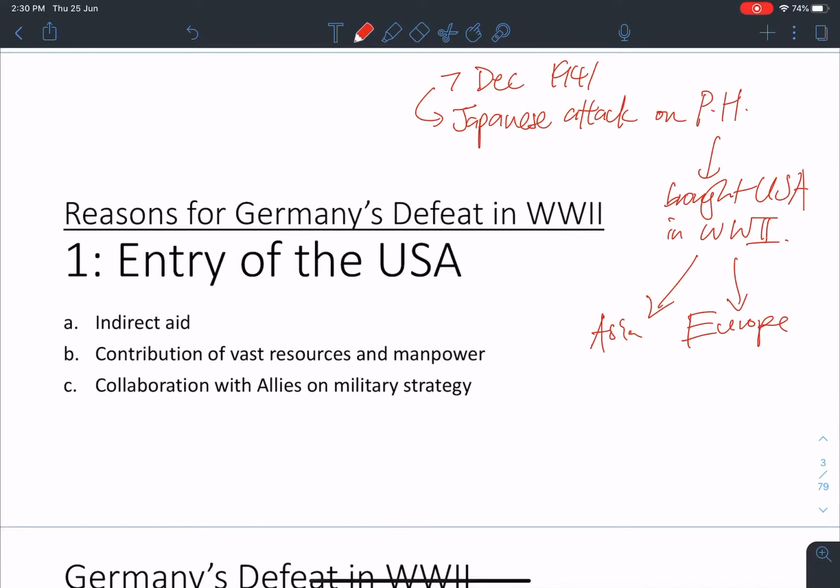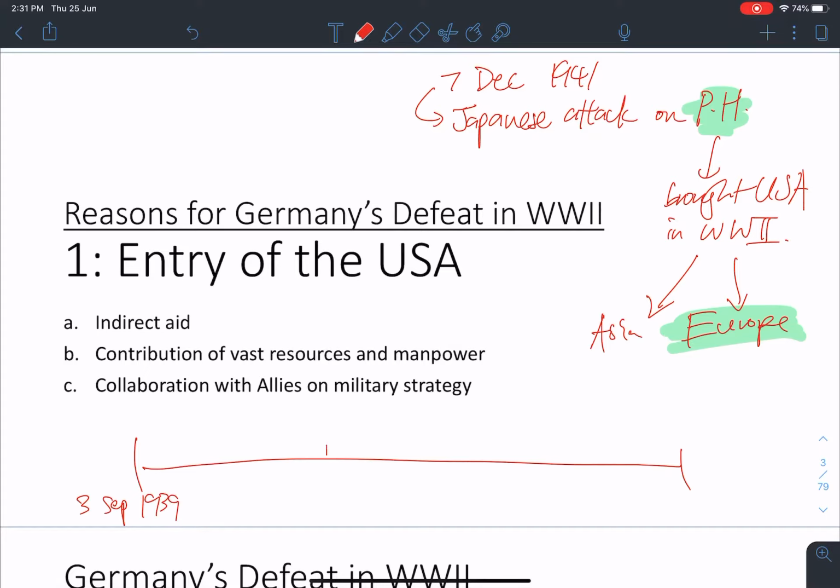Though the trigger for the USA is Pearl Harbor, which is in the Pacific, the entry of the USA, of course, does affect what's happening in Europe. Okay, just a timeline. So now let me just draw a quick timeline. Here we have the war starting on 3rd September 1939. Somewhere in between, we have 7th December 1941, and now at the end of the war in Europe, we shall say April 1945. This is what is happening.